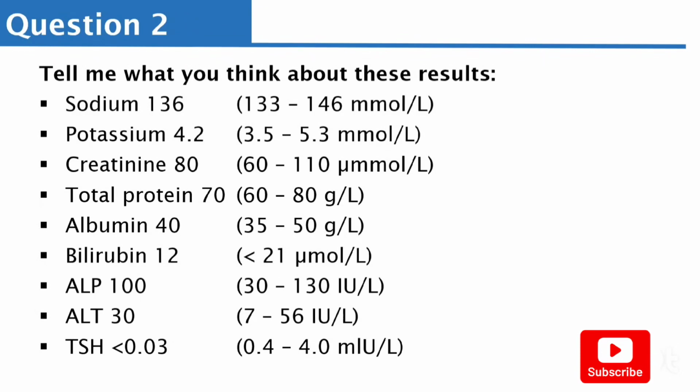Obviously, again, sodium has come again, potassium and all of that. But there is something you have to notice here. Unlike the previous result, you are going to see that the potassium here is normal, sodium is normal, creatinine is normal, total protein is normal, albumin is normal, bilirubin is normal, ALP is normal, ALT is normal. The only thing that is low is TSH, which is thyroid stimulating hormone. I hope that makes sense.